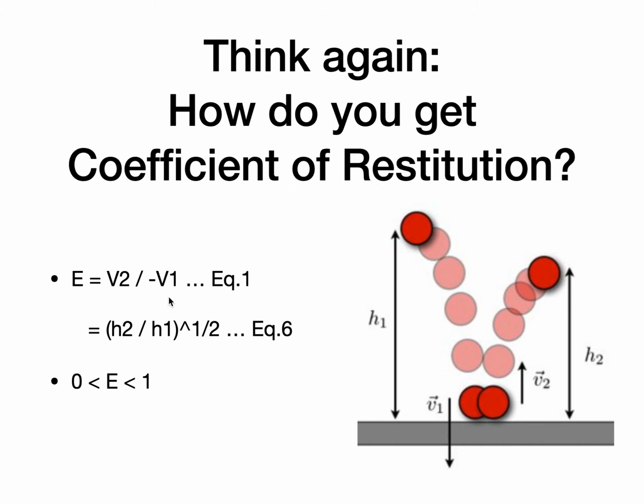Right, so here's the equation you need. You got V1 and V2, put in there, you got the coefficient. You got H2, H1, take a square root, you got the equation. So that's simple.